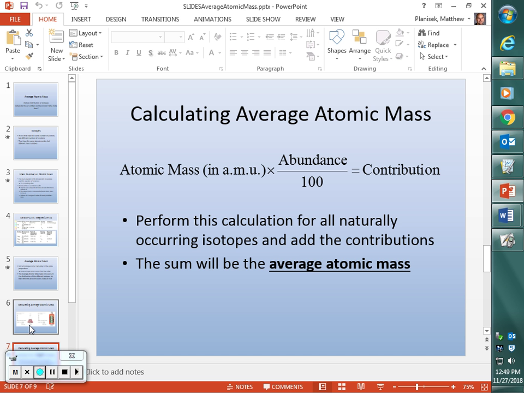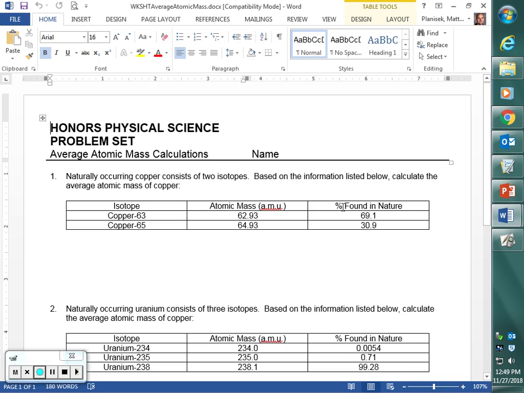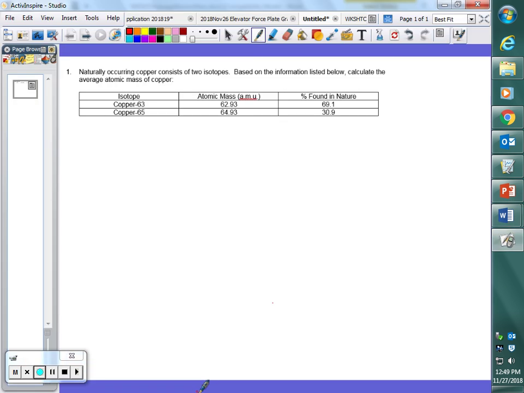Okay? All right. The sheet that I gave you today, up at the top, it says average atomic mass calculations, okay? Let's go through number 1 together, just so we've done an example of this, and then we can move on to the stuff for today. All right, so it says, naturally occurring copper consists of 2 isotopes. Based on the information listed below, calculate the average atomic mass of copper.